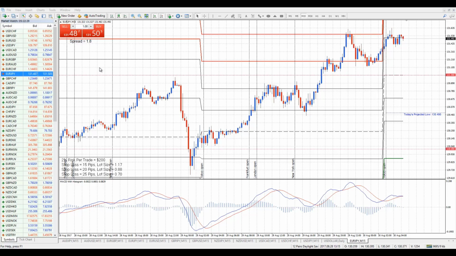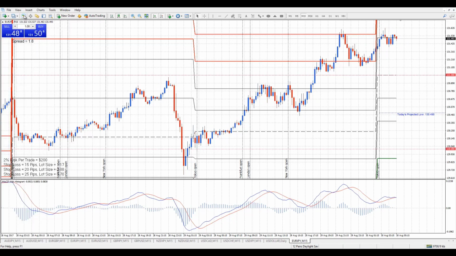Okay, next we'll go through how to change the time period on a chart. Just before we do that, we'll just get rid of the market watch. So come back up to the top and just left click on the market watch button, and that will remove the market watch.